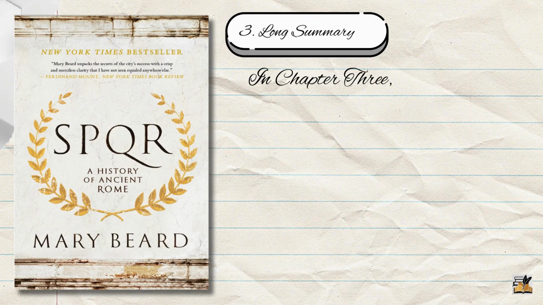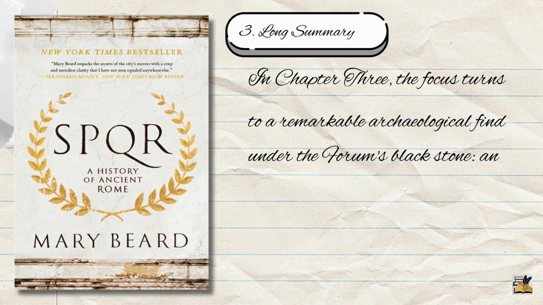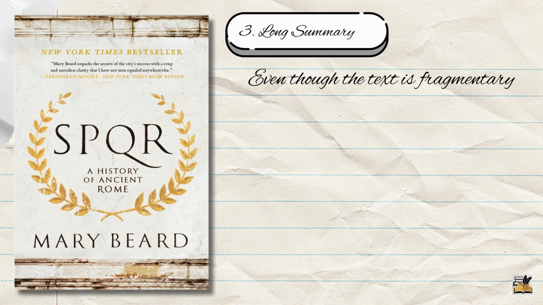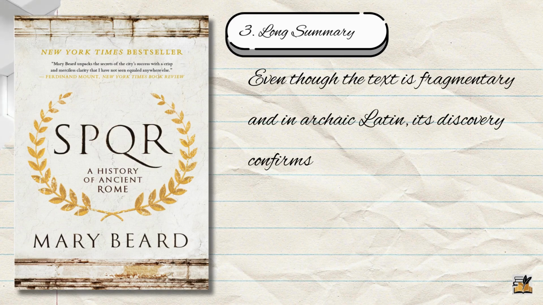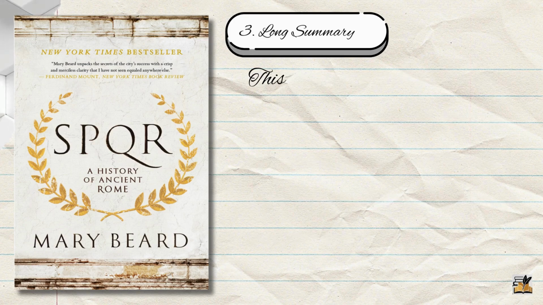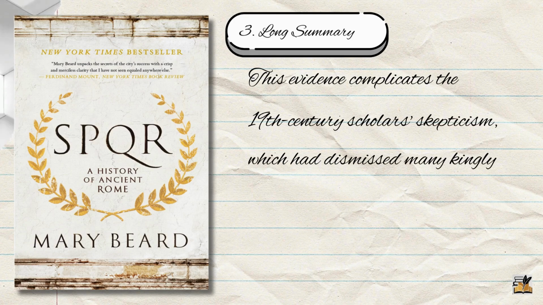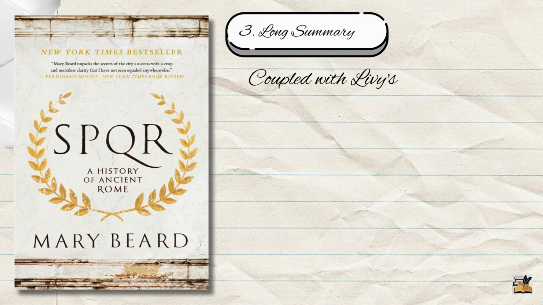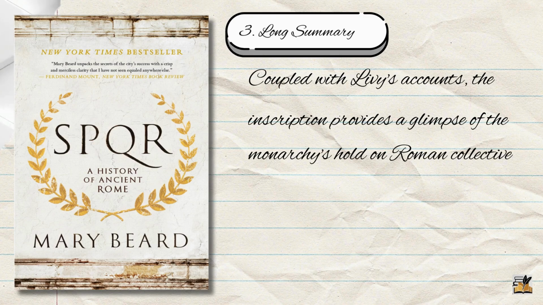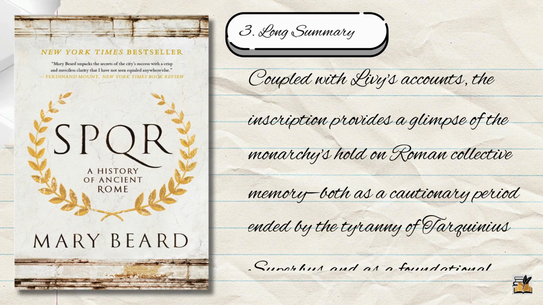In Chapter 3, the focus turns to a remarkable archaeological find under the Forum's Black Stone, an ancient inscription containing the word rex, meaning king. Even though the text is fragmentary and in archaic Latin, its discovery confirms that Rome did indeed have kings before the Republic, validating early stories of monarchy. This evidence complicates the 19th century scholars' skepticism, which had dismissed many kingly legends as pure fabrication. Coupled with Livy's accounts, the inscription provides a glimpse of the monarchy's hold on Roman collective memory, both as a cautionary period ended by the tyranny of Tarquinius Superbus and as a foundational prologue to the Republic.